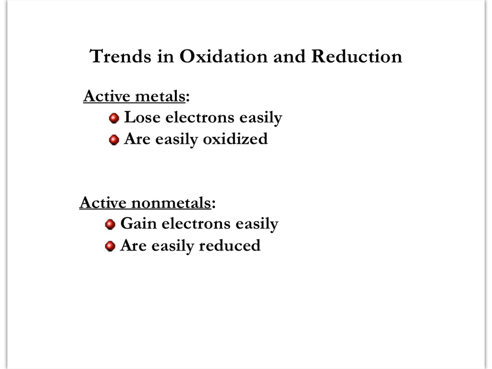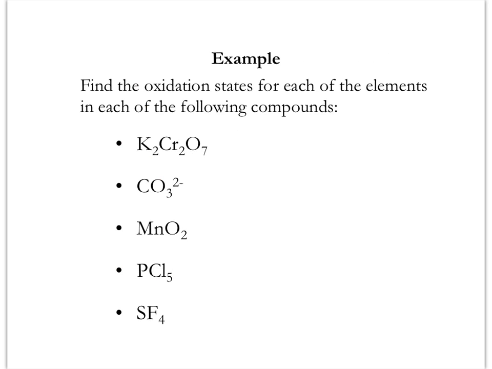For trends for redox, if you have an active metal, metals tend to be losers. Losers are easily oxidized. Non-metals tend to be gainers, and they're easily reduced. You don't have to memorize any sort of activity series. We'll talk about these processes later.